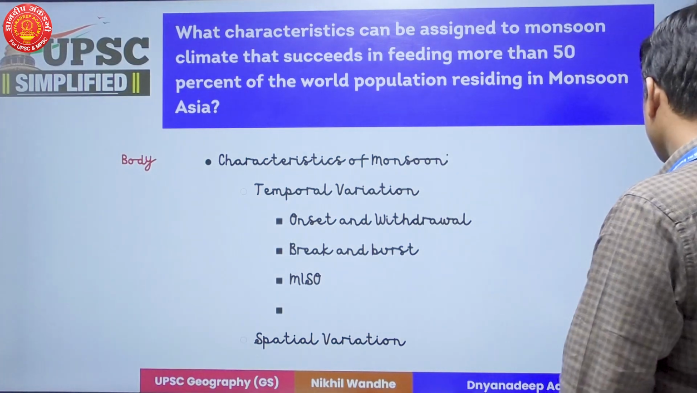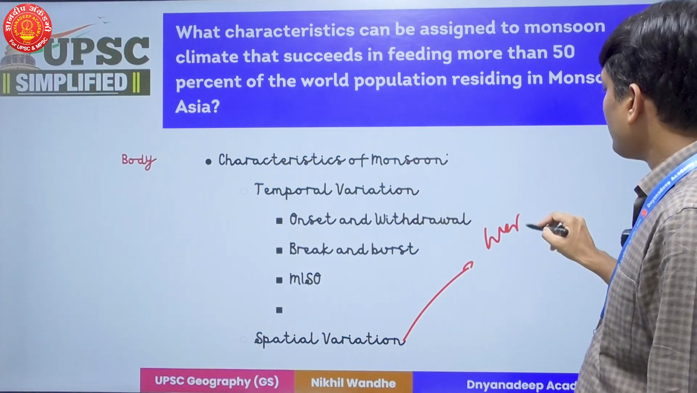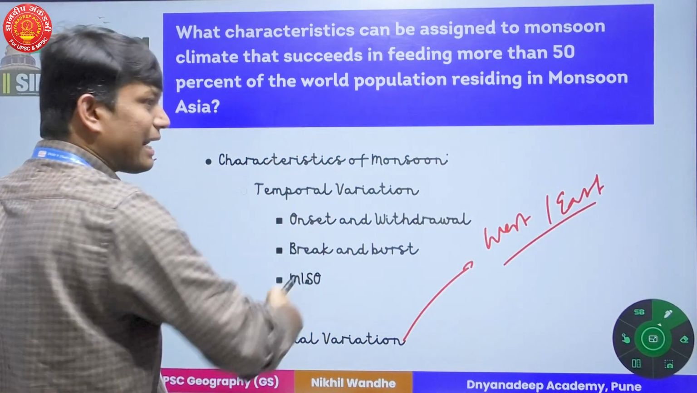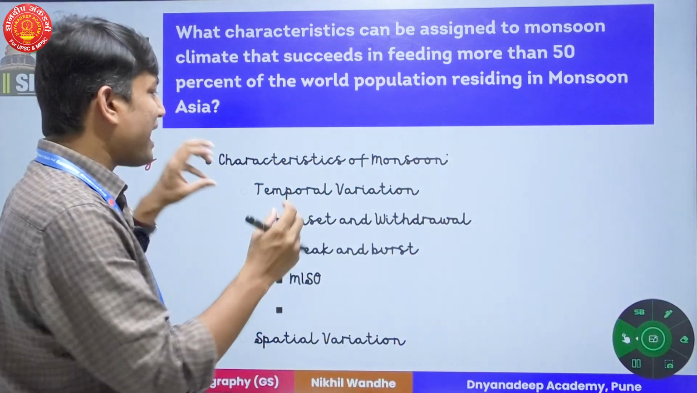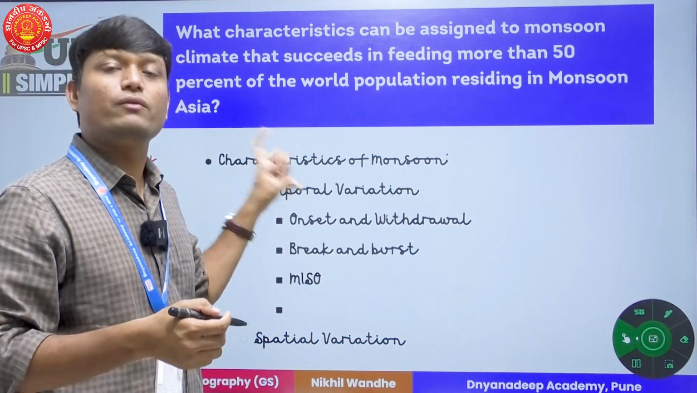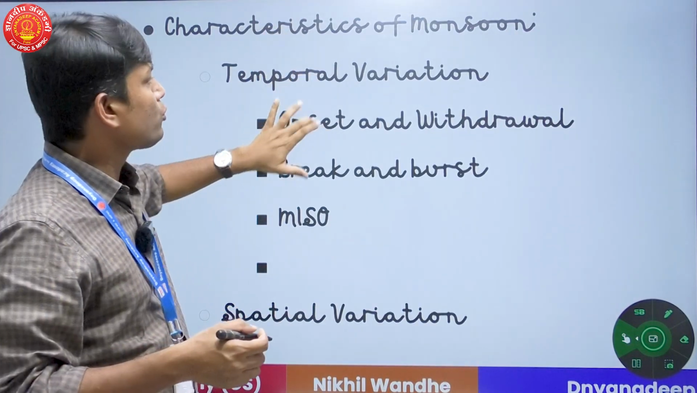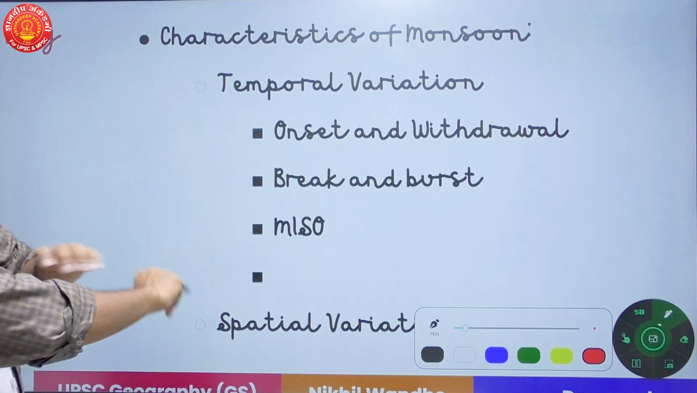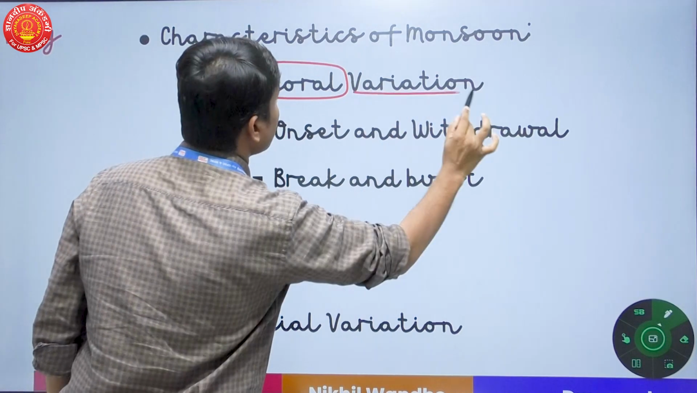There is spatial variation, which is also a characteristic, where you will say how monsoon varies in the western part and in the eastern part, and so on. So these are the characteristics anyway, right? Now these characteristics have been put in terms of variation. You can do it either way, both will be perfect. I'm just making it more technical, more scientific, more structured. Now, when I'm talking about characteristics, the very first part will be its temporal characteristics or temporal variation.